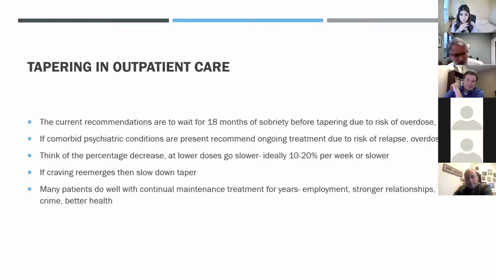And of course, many patients do well with continual maintenance treatment for years. I have some patients in my bi-monthly group who have 10 years of sobriety or more. They've been here for a long time getting treatment with Suboxone, and they do great. They're working, raising families, productive, healthy, and happy, functioning well on maintenance Suboxone. The things that maintenance treatment improves are employment outcomes, stronger relationships, less crime, and better health. We need to get more science about that, but I think those are the things that really matter to people.